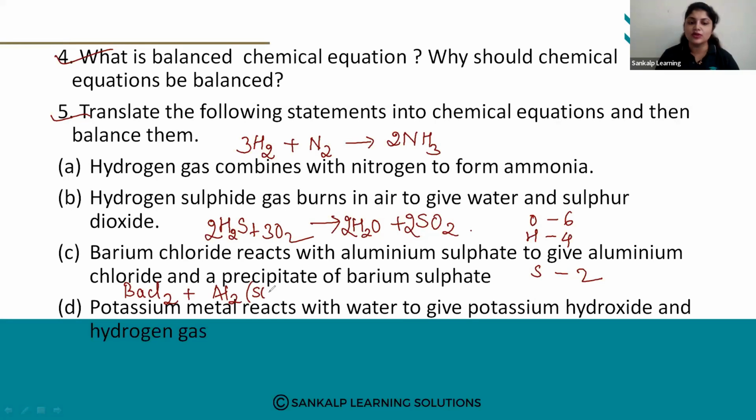Al2(SO4)3. Aluminium, I've told you how to write. Aluminium is Al plus 3. Sulfate is SO4 minus 2. Now there are unequal charges, so I will write the charge below, then I will crisscross it. So it will be Al2(SO4)3. So this is the way to write the formula directly.